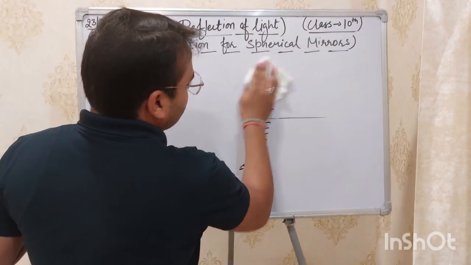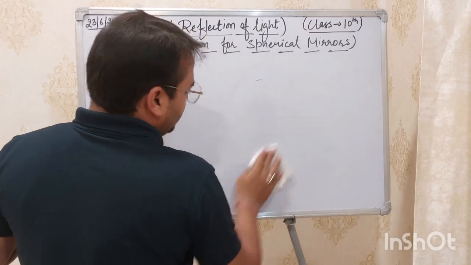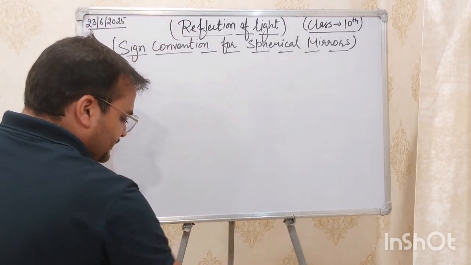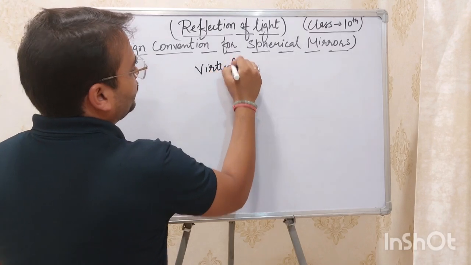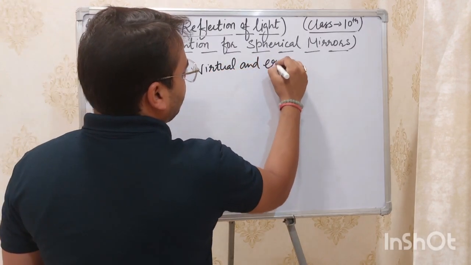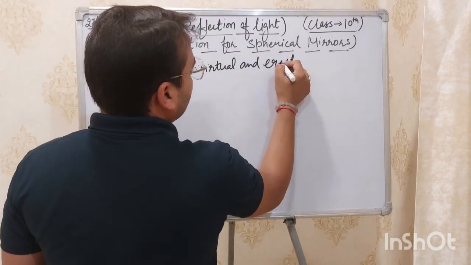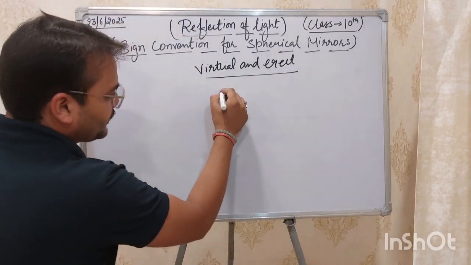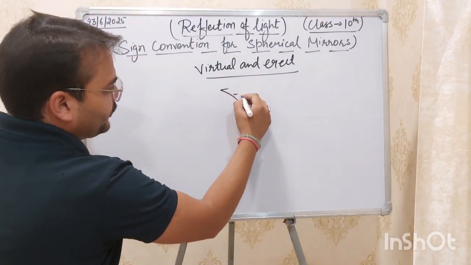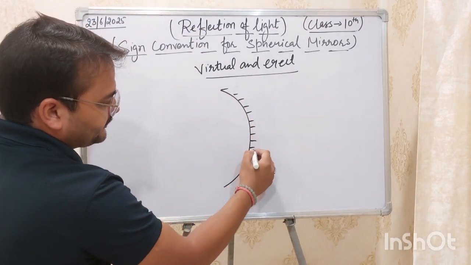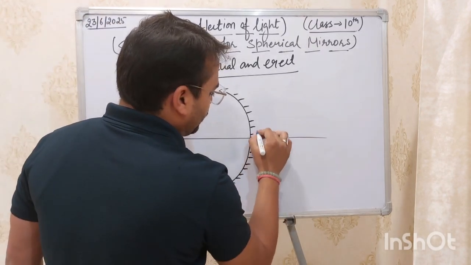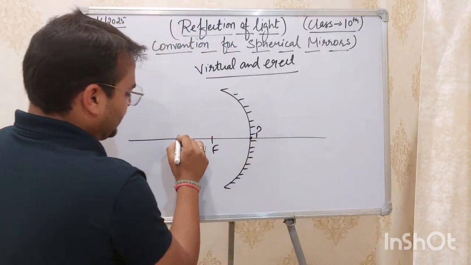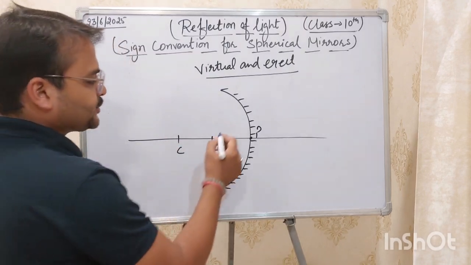sign convention. The important things we are going to discuss in sign convention are for a virtual and erect image. In front of you, a concave spherical mirror is here. This is the pole, this is the focus, and this is the center of curvature.